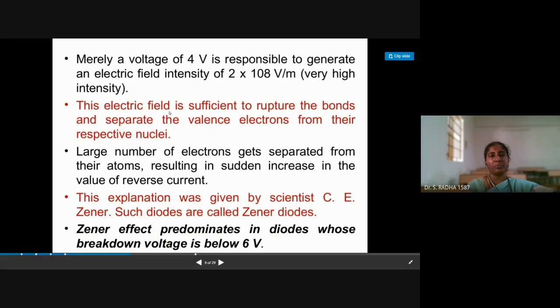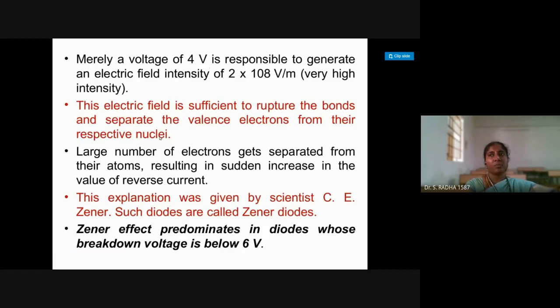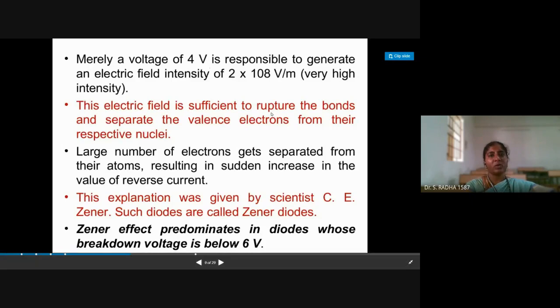If the electric field, the supply voltage, creates a rupture in the bonds, the valence electrons get separated from their respective nuclei. Respective nuclei means they are in a covalent bond, and that covalent bond is broken because of rupture. Rupture means breaking of the covalent bond. It may happen due to electric field. So this is called Zener breakdown.